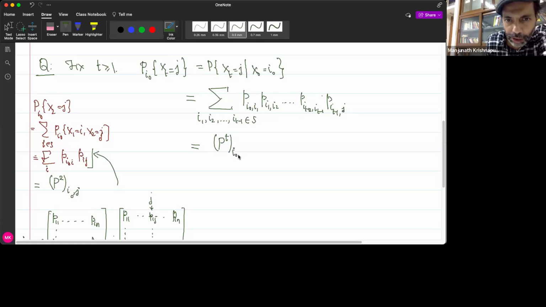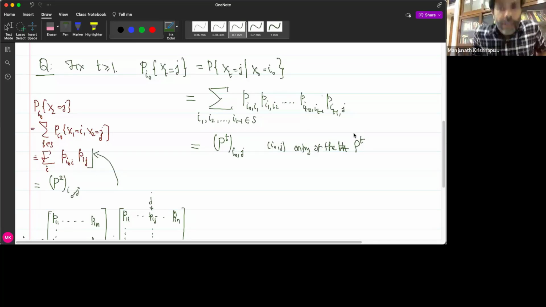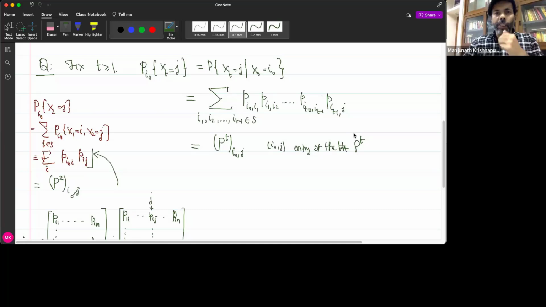So this is the i0, j entry of the tth power of that matrix P. That is what gives you the probabilities after t steps. If you want after 5 steps, you need P to the power 5. If you need after 10 steps, you need P to the power 10, and so on.